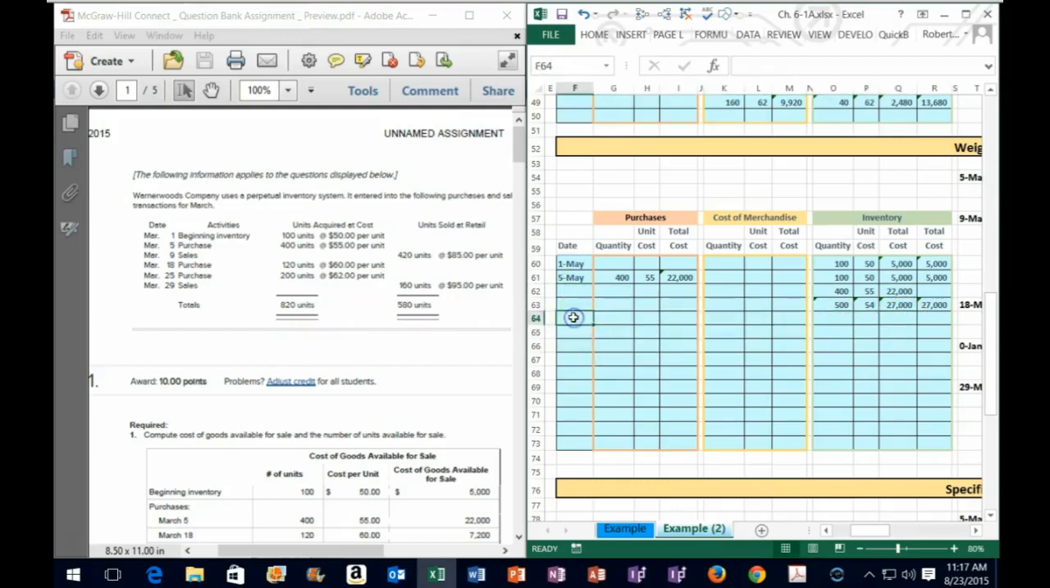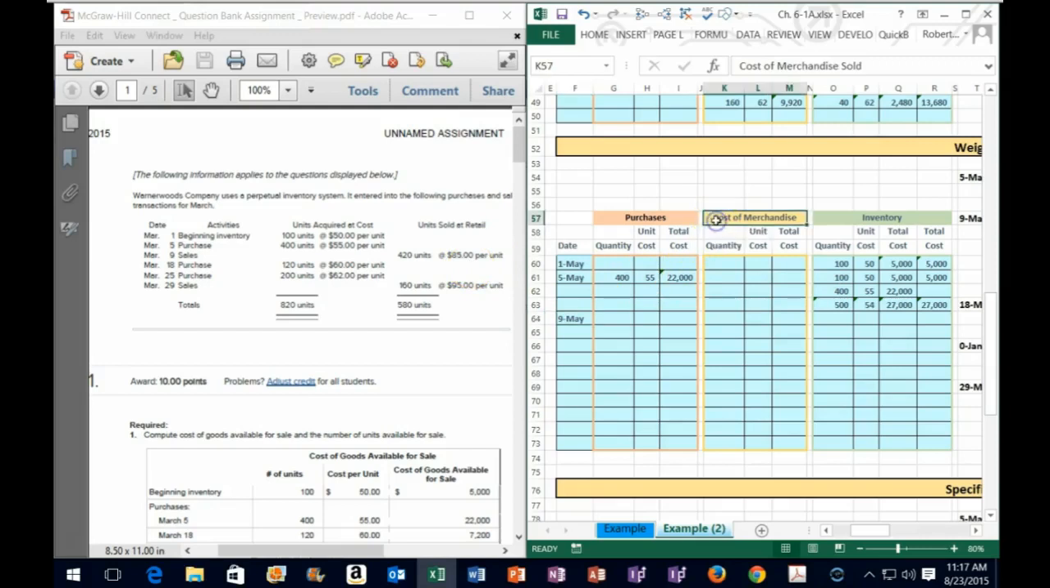So we're going to go right there, and we now have on 5-9 a sale. So this time we sold 420 units at $85. So remember that that 85 is the sales price, doesn't really have anything to do with this worksheet because we're dealing with the cost. When we do the journal entry though, we will have to say that we sold it for that. Doesn't have to do with the cost though.